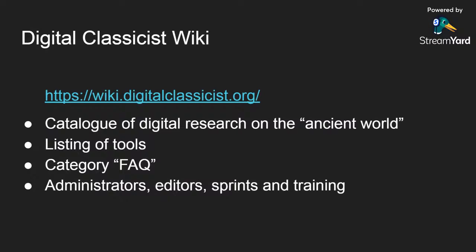The wiki, which you find at this link, started out as being a catalogue of sorts of digital research relating to the ancient world. And I put ancient world in inverted commas because most people who call themselves classicists, when they say ancient world, that's shorthand for ancient Greece and Rome, or at most they mean the ancient Mediterranean.